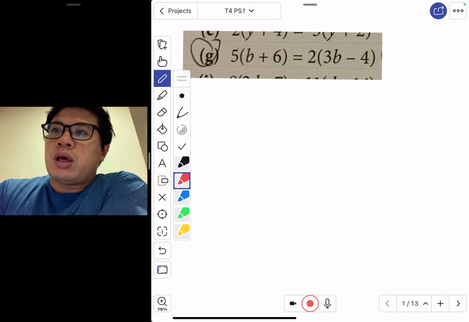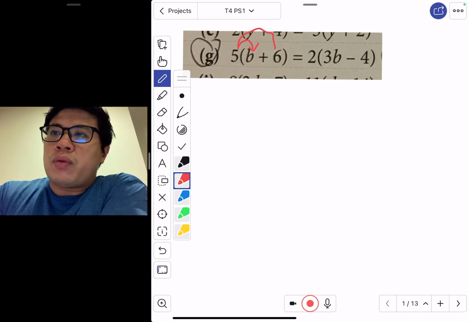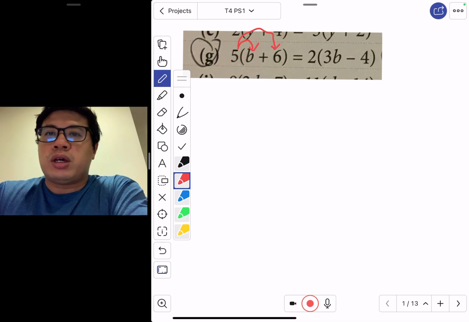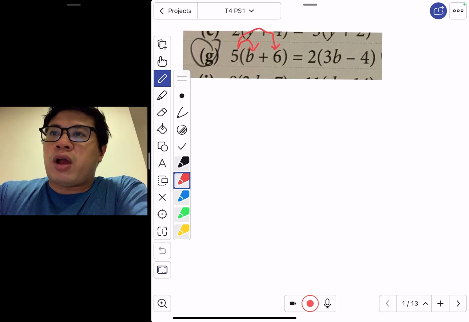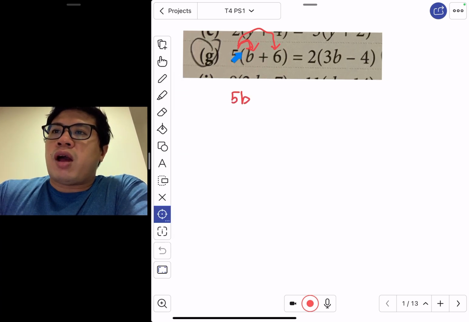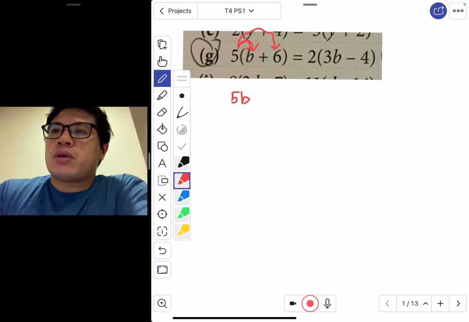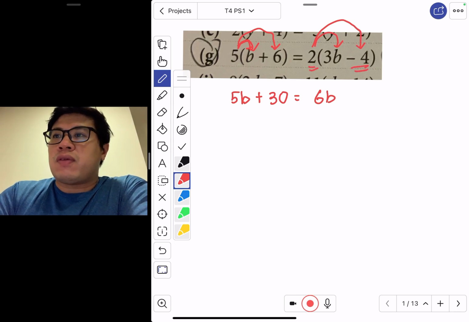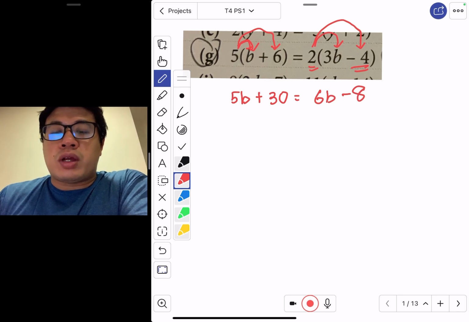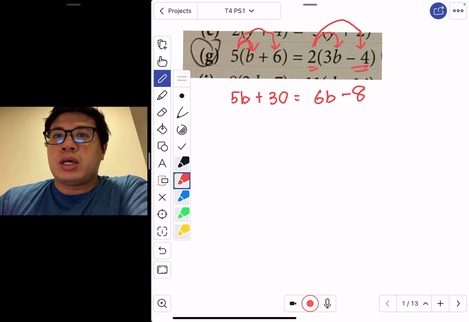In order to remove the brackets, we do what we did in topic 3, that is to remove the brackets first. So 5 times b gives us 5b, and 5 multiplied by 6 gives us 30, equals 2 times 3b, which gives us 6b, and 2 times negative 4 gives us negative 8.